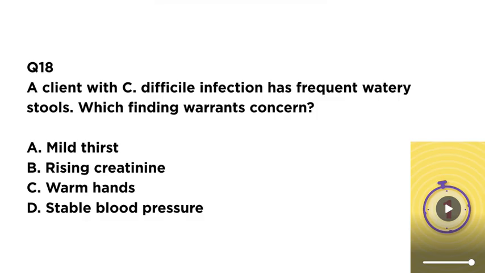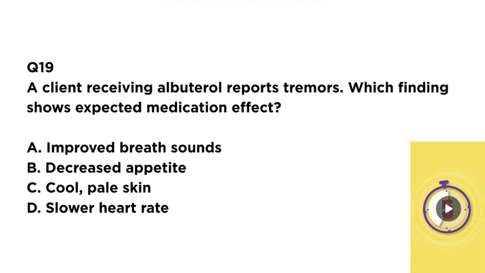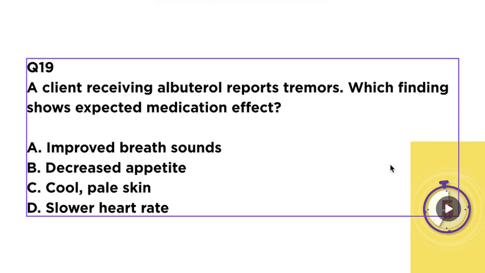Rising creatinine indicates dehydration and possible kidney stress. A is incorrect because mild thirst is expected. C is incorrect because hand warmth, again, is very non-specific. Letter D is incorrect because stable blood pressure does not reflect severity. Let's go to question 19. A client receiving albuterol reports tremors. Which finding shows expected medication effect?